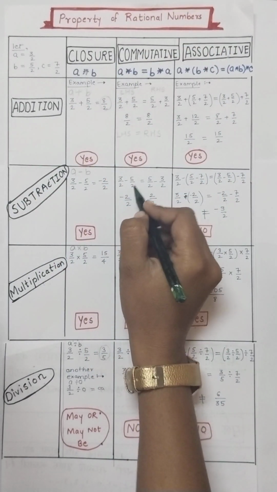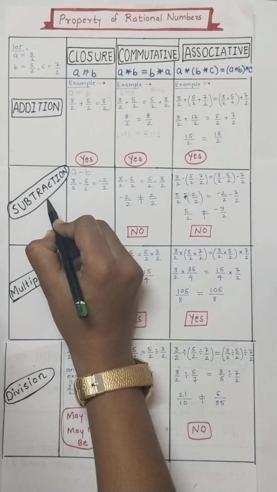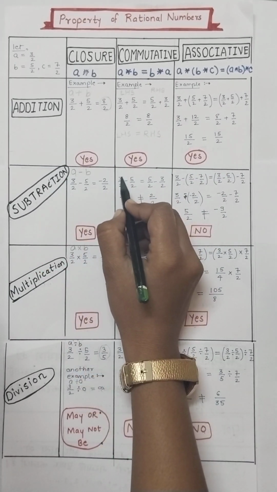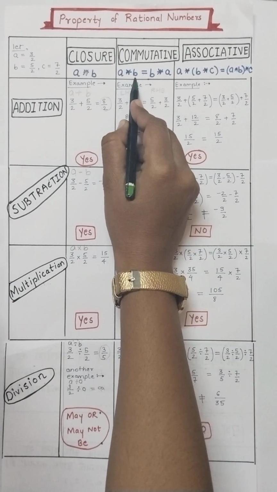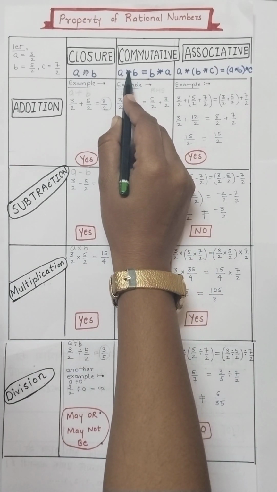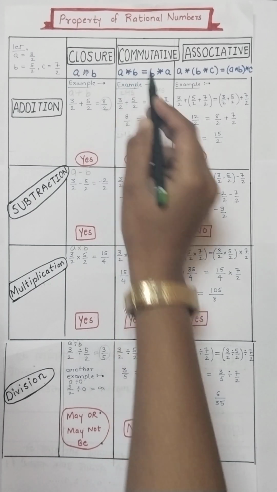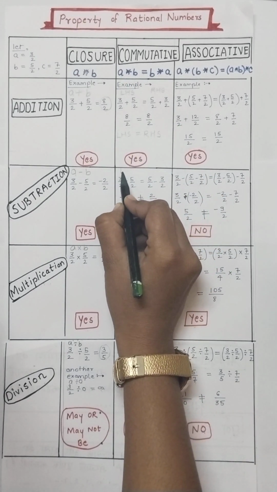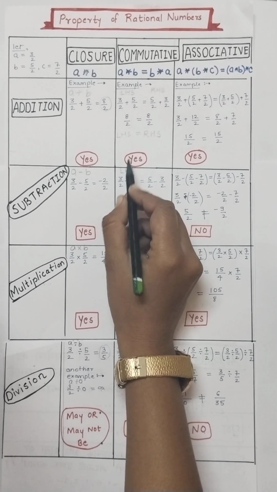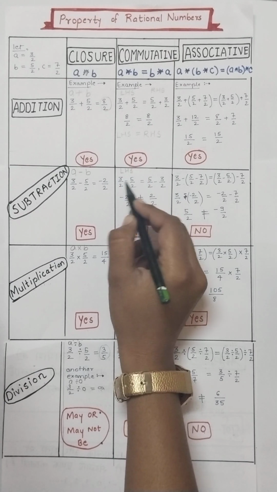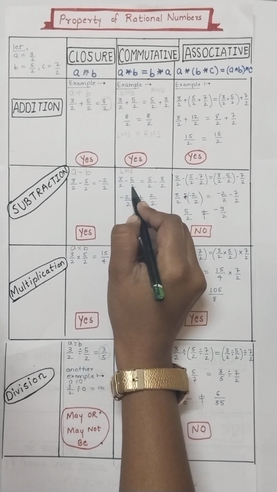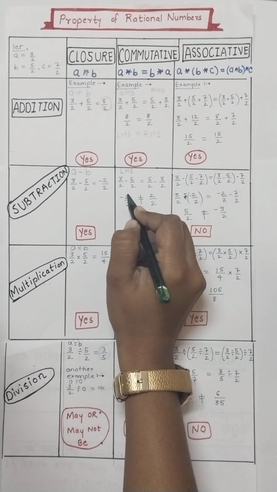Now next we will see for subtraction, that is, a minus b is our LHS. In place of the asterisk we will take a minus, so a minus b is our LHS. The value of a is 3 by 2 minus the value of b, which is 5 by 2. When we subtract these two numbers, we get minus 2 by 2.